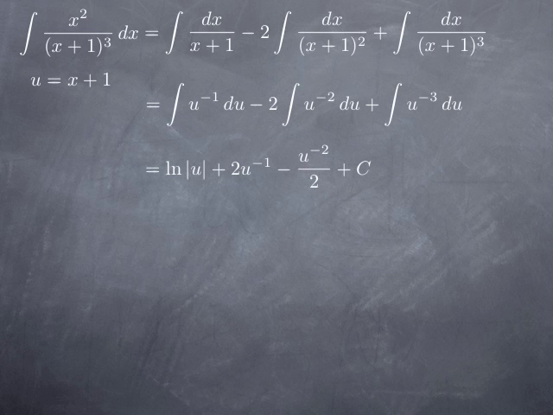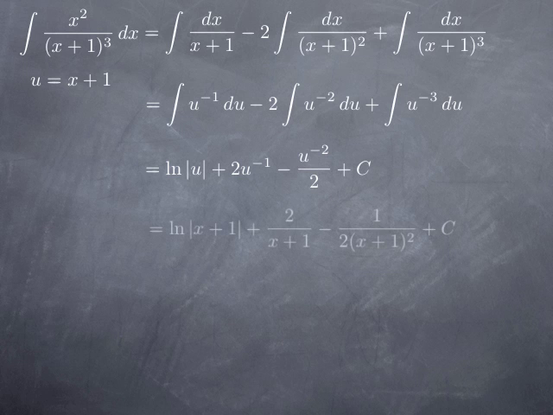When I integrate u to the negative 2, it's something of the form u to the n, so I get u to the n plus 1 over n plus 1. Well, n is negative 2. That means n plus 1 in this case is negative 2 plus 1, negative 1. So I get u to the negative 1 over negative 1, multiplied by negative 2, I get plus 2u to the negative 1. And similarly, u to the negative 3 has as an antiderivative u to the negative 3 plus 1, which is u to the negative 2, over negative 2.